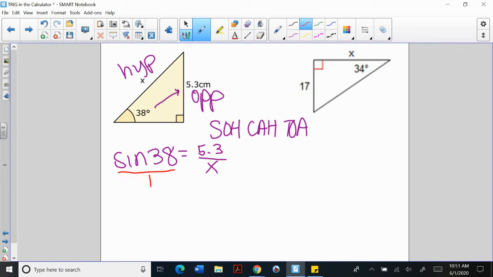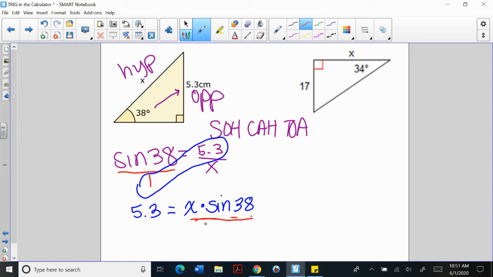So what I would actually rather do for this one, and anytime I have x on the bottom, this is going to be my process, I'm going to set this up as a fraction as well and cross multiply. So 1 times 5.3 is going to be 5.3. The other side of the equation is going to be x times the sine of 38 degrees.